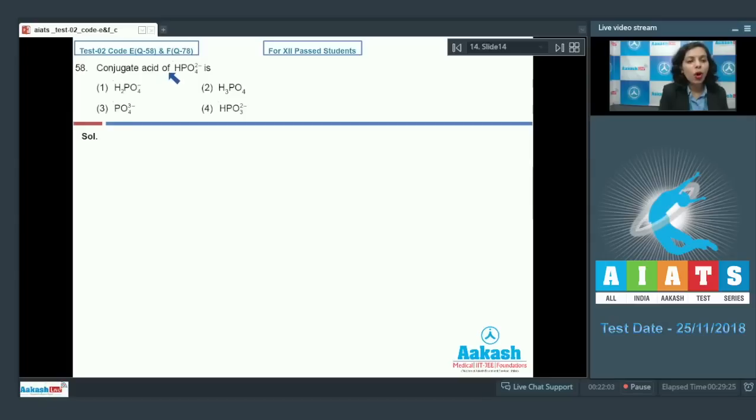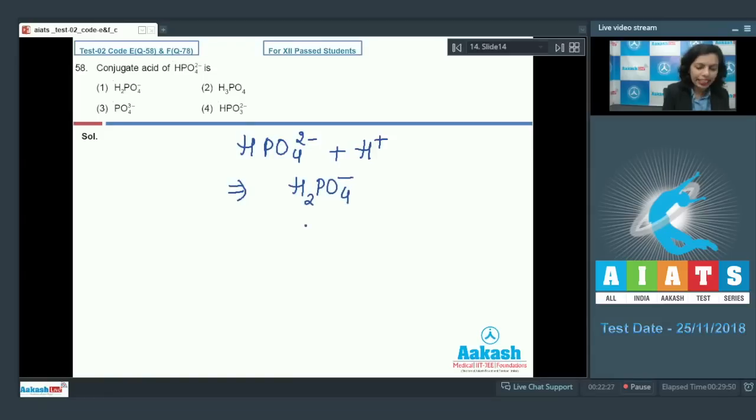Conjugate acid of HPO4 2 negative is. We have different options given here, and when we talk about the conjugate acid of a particular species, here HPO4 2 negative, its conjugate acid can be formed by addition of 1 H plus ion to it, and ultimately it will change into H2PO4 negative. And if this is the conjugate acid, easily you can choose the correct answer. That's given in option 1. And that's the answer for this question.